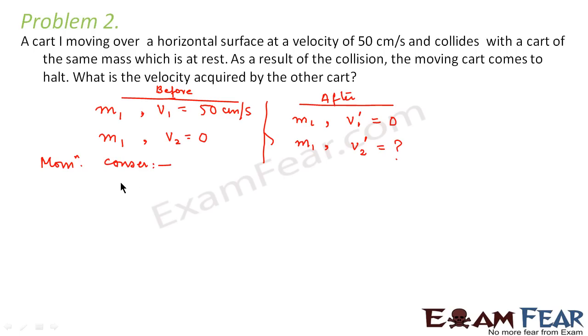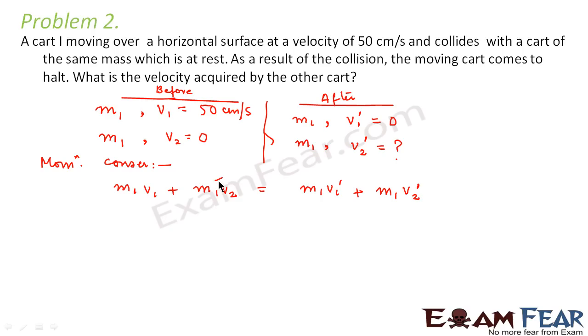So what is momentum conservation? Total linear momentum initially, that is before collision. What will be the total initial momentum? m1 v1 plus m2 v2. And the total linear momentum after collision would be m1 v1 dash plus m2 v2 dash.